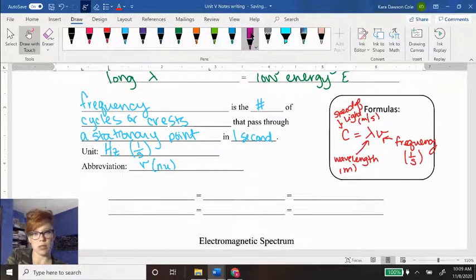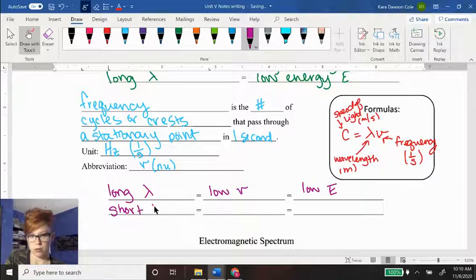So then some relationships between energy and wavelength and frequency. A long wavelength, so long lambda, is equal to a low nu frequency, which is also equal to a low energy. And then a short wavelength is equal to a high frequency, which is equal to a high energy.